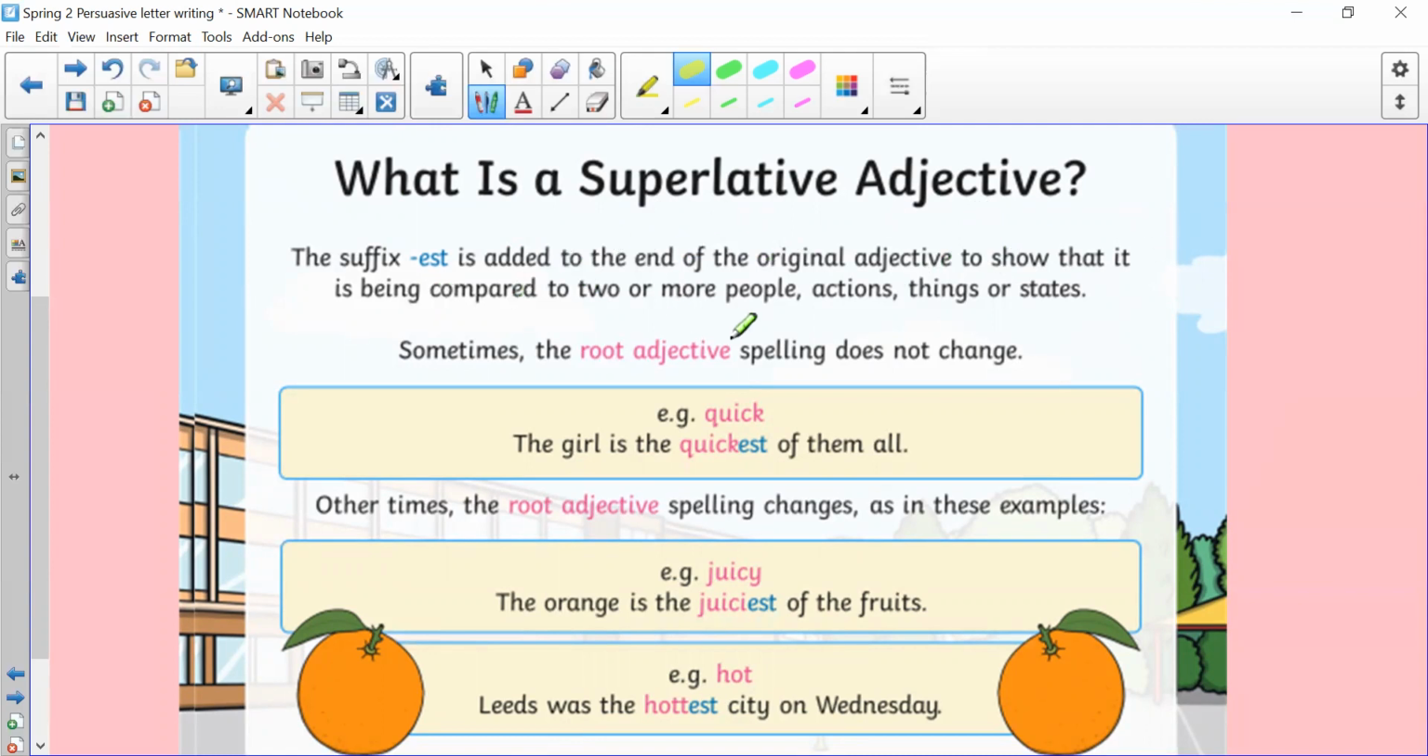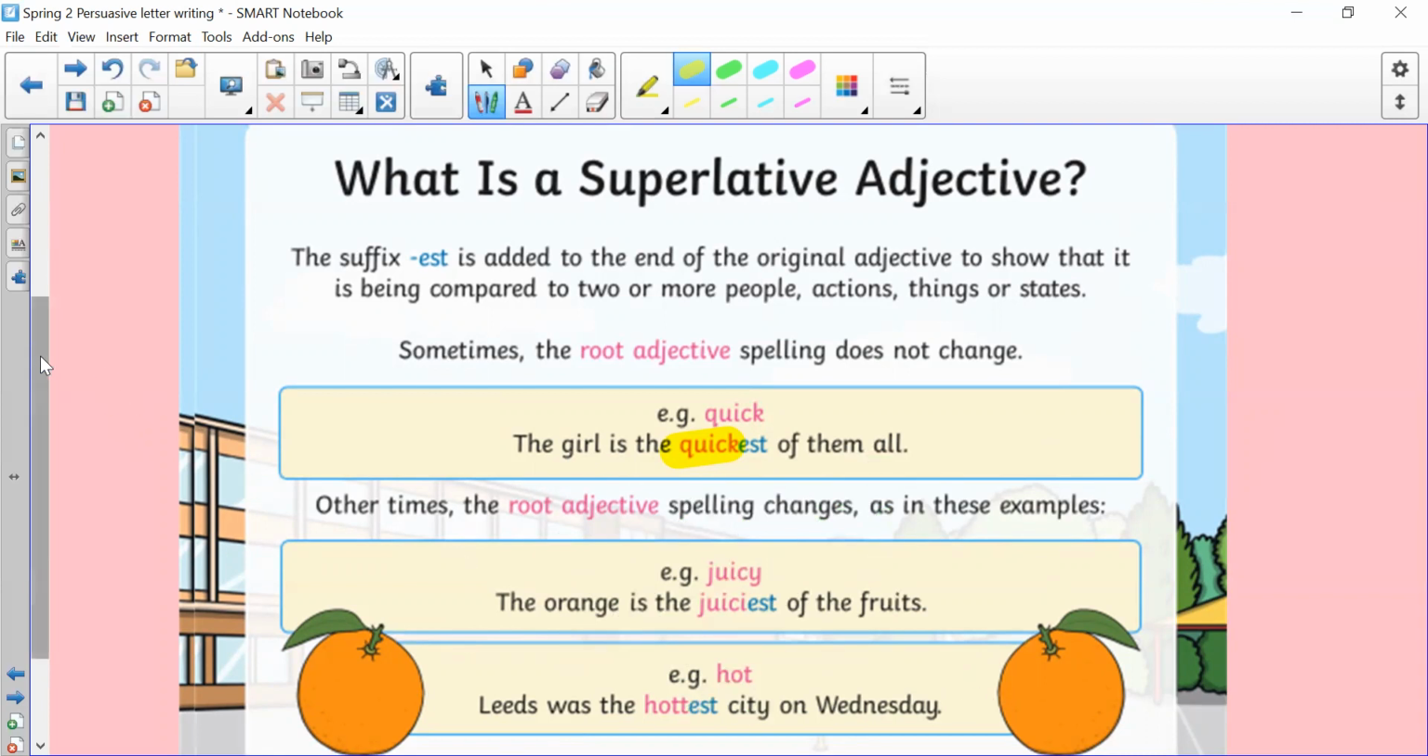Sometimes the root adjective spelling does not change, just like the comparative. So e.g., quick: the girl is the quickest of them all. The spelling of the root word has remained the same, and they have just added on est. Other times, the root adjective spelling changes, as in these examples. So juicy, again, Y is replaced with the I and then EST. The orange is the juiciest of the fruits. Or hot: Leeds was the hottest city on Wednesday, so the T has doubled and EST has gone on to the end.